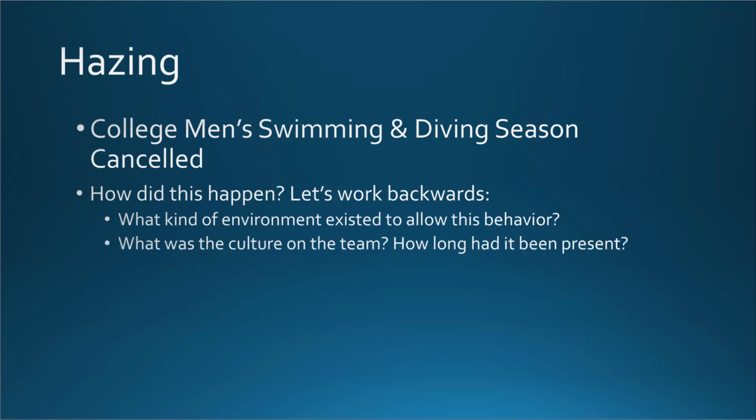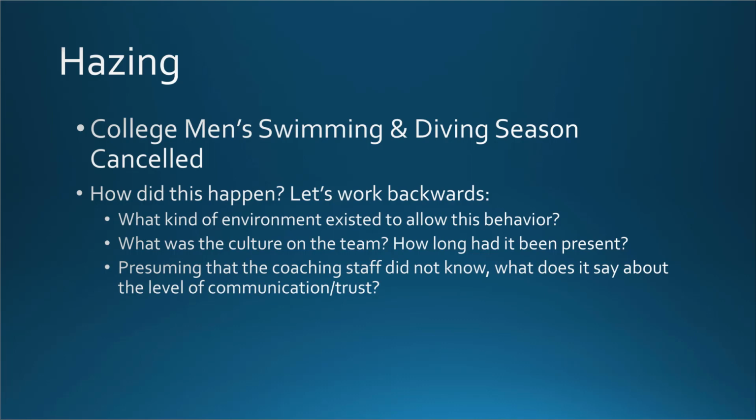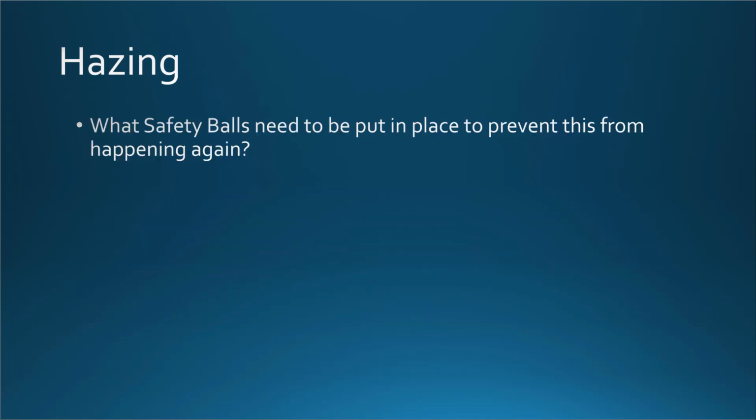Presuming that the coaching staff didn't know about this, what does it say about the level of communication or trust that exists across that whole group? Why didn't any of the team members say this is wrong and tell the coaches? You've got a whole series of hazard factors in here that are creating this really toxic environment. If we have that example, this is a really good time to brainstorm with people about what safeguards need to be put in place to prevent something like this from happening again.